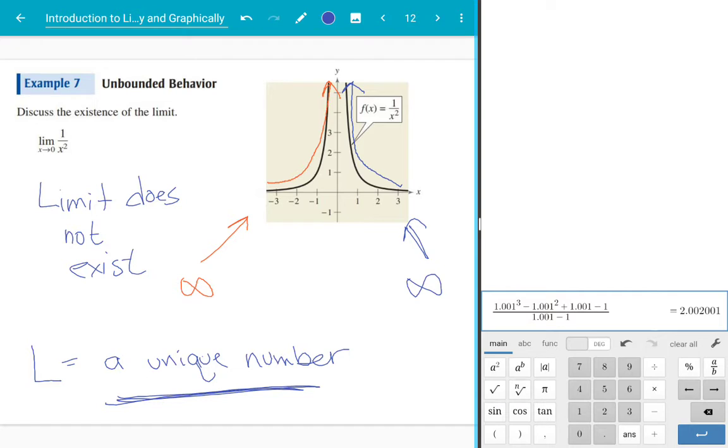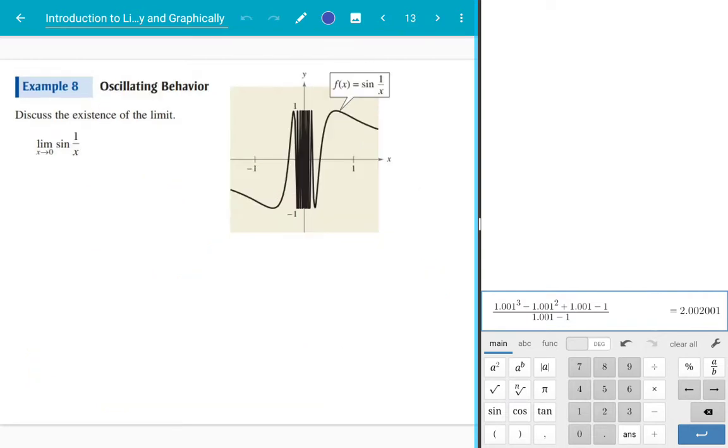All right, so anything that deals with unbounded behavior is going to have that idea behind it. Okay, then let's discuss the existence of this limit. What's the limit of sine of 1 over x as x approaches 0? So what is happening here?